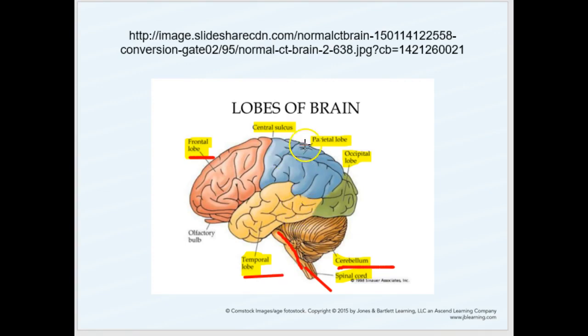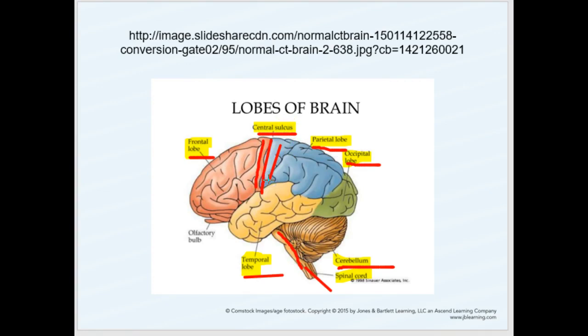At the top, this blue area is parietal lobe. At the base above the cerebellum is occipital lobe. Now, the central sulcus separates frontal lobe. And the reason I put this is because we have motor in the front here, sensory just behind it.